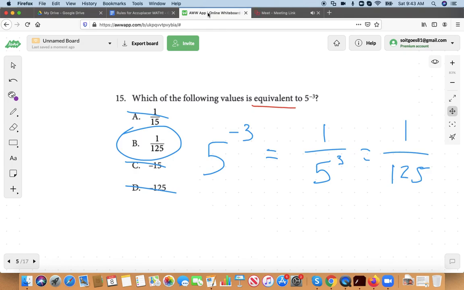Focus on the meaning of the questions. You know what it means to raise something to a certain power now. Just knowing that you can get rid of C, and once you know that a negative exponent means you're flipping the numerator and denominator, you're taking that inverse, you can get rid of D. And just because you know that raising to the power means times itself 3 times, you can get rid of A as well. Any questions about that? No, sir. All right.